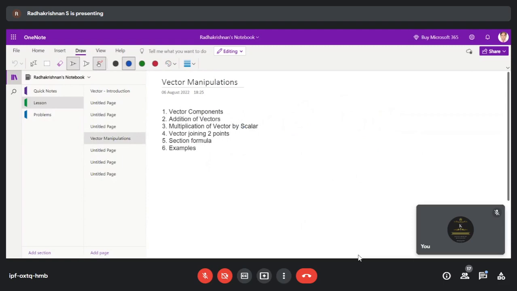Next, how do we represent a vector joining 2 points? Suppose the two position vectors are given to you.